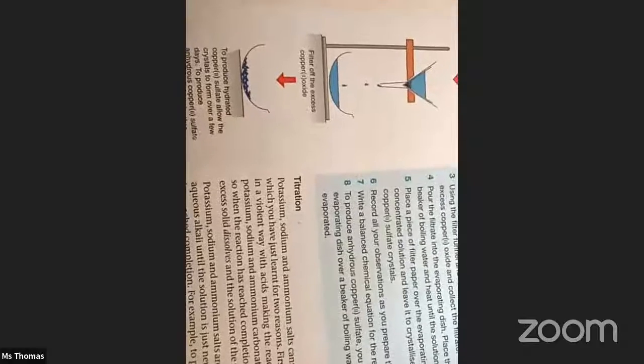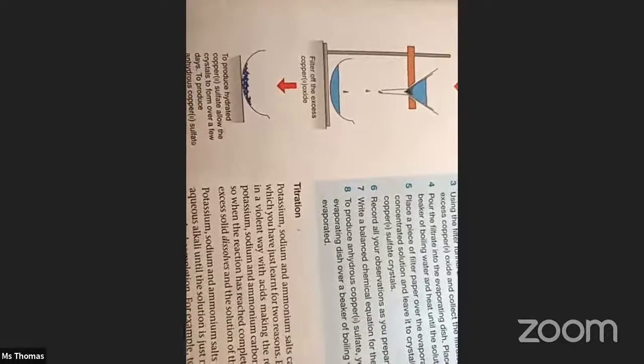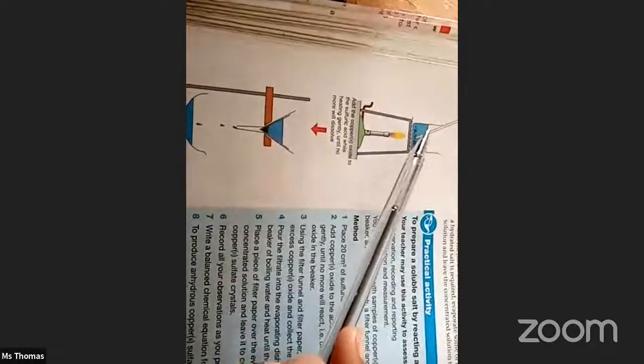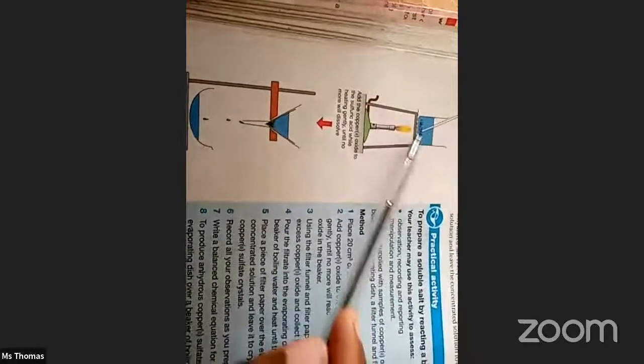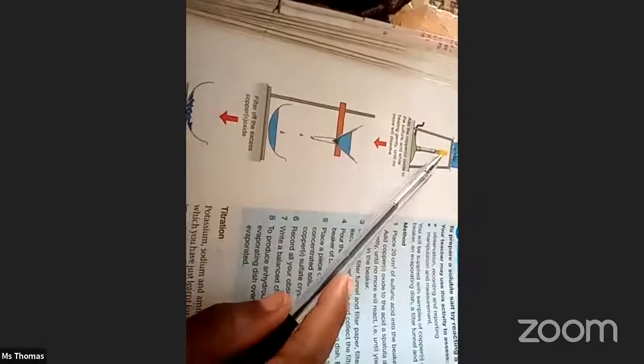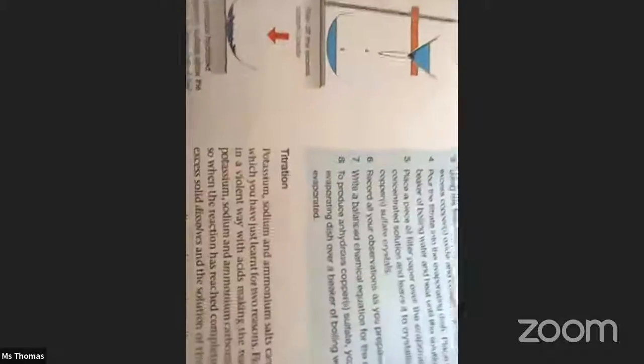Clear? Yes, miss. Remember that for this method, you cannot use potassium, sodium, or any soluble base or carbonate. If you have a potassium, sodium, or ammonium salt, you cannot use this way. Why? Because potassium and sodium are too high in the reactivity series. So you have to choose another way.